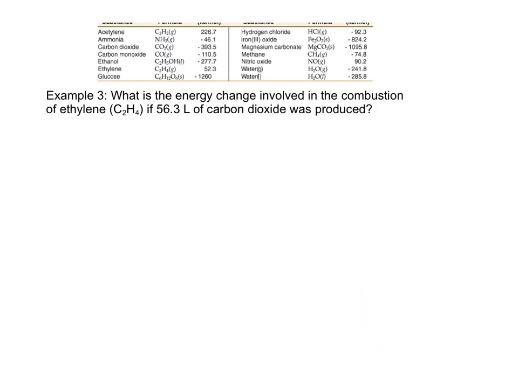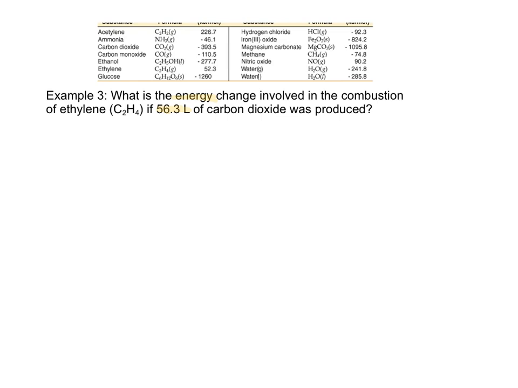So our third example, we're asked to find the energy change involved in the combustion of ethylene if we have 56.3 liters of carbon dioxide. So I know this is going to be a conversion because we're starting with liters and we're asked to find the energy change. If we're going to have to do a conversion, I am going to need a balanced chemical equation for this. So let's think about this.